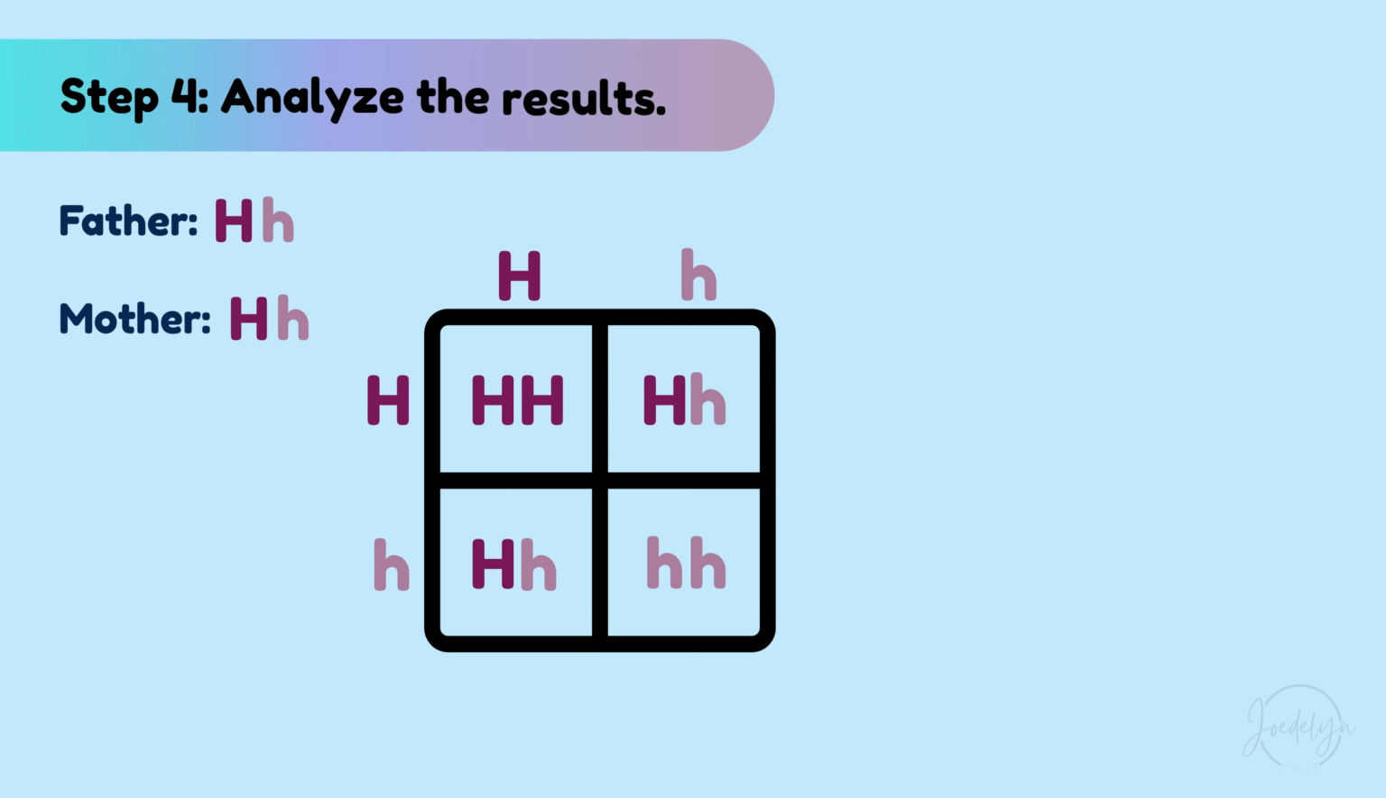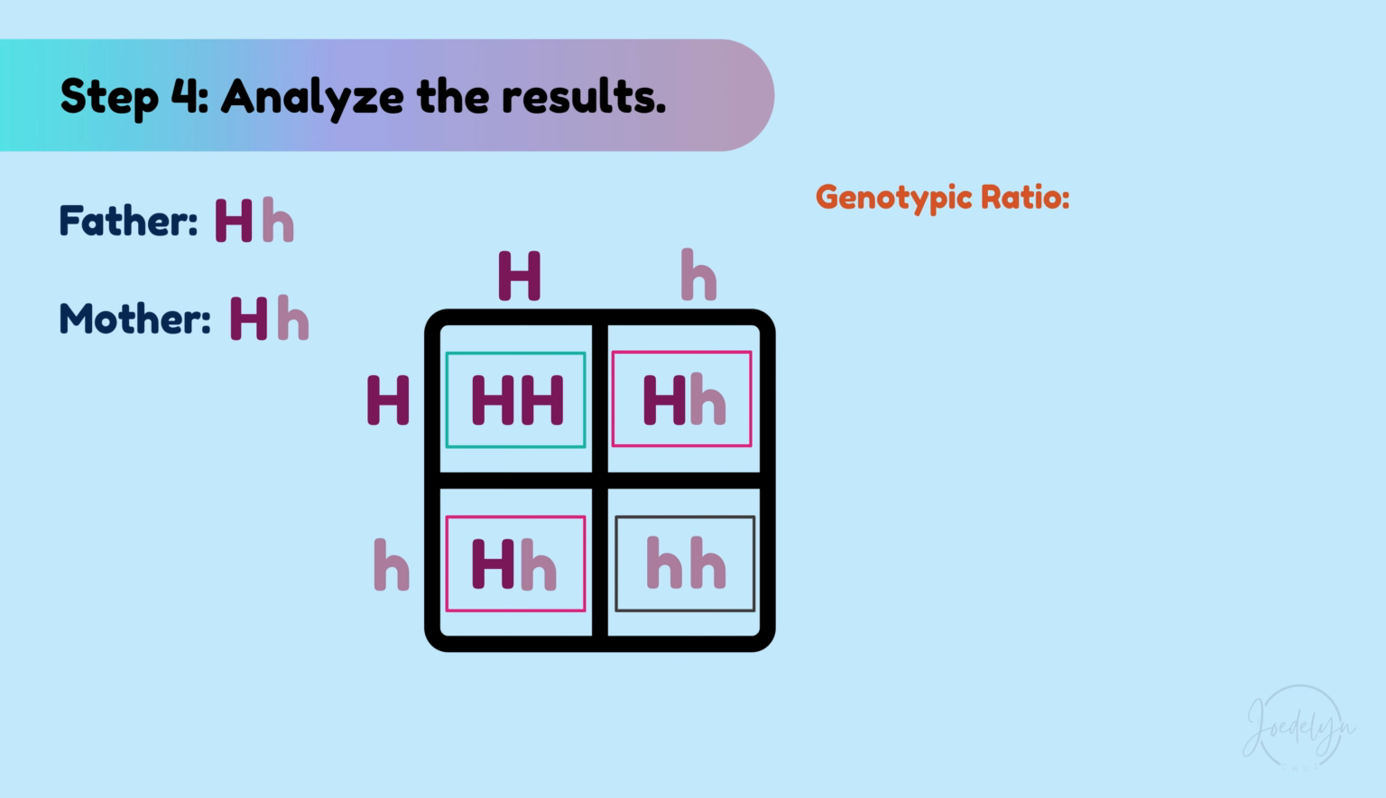Step 4. Analyze the results. Out of the 4 boxes, we have 1 HH, 2 Hh, and 1 hh. This gives us a genotypic ratio of 1 HH, 2 Hh, and 1 hh.